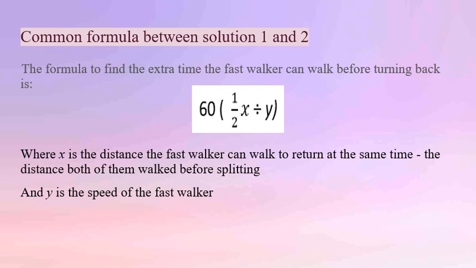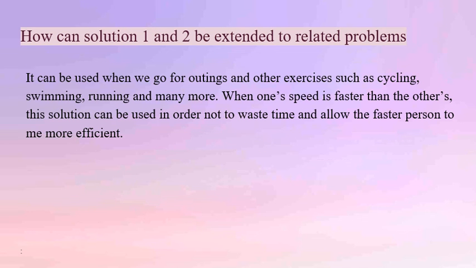So in both solutions, we have found a common formula. The formula is 60 half x divided by y. This is the formula to find the actual time the fast walker can walk before turning back. Where x we define as the distance the fast walker can walk to return at the same time, the distance where both of them walk before splitting. And y is the speed we define as the speed of the fast walker.